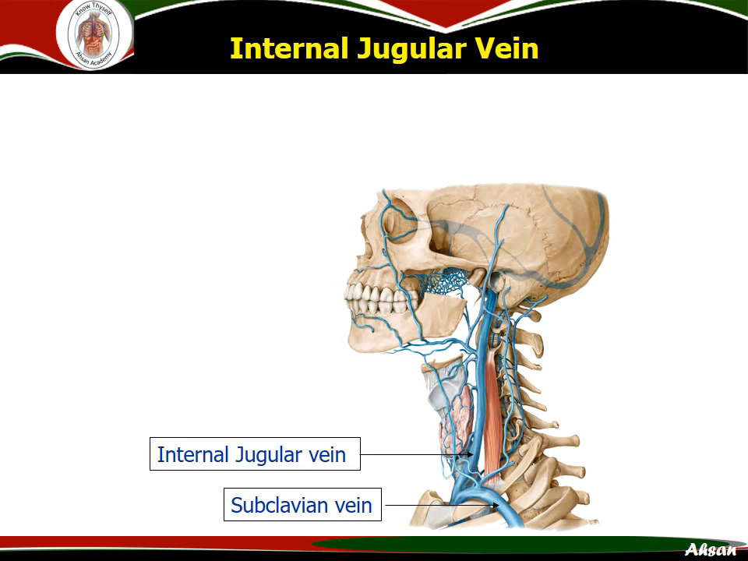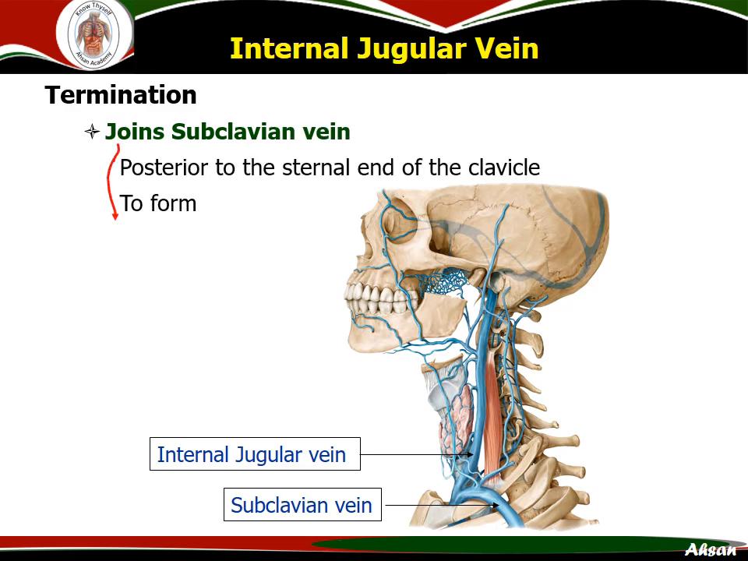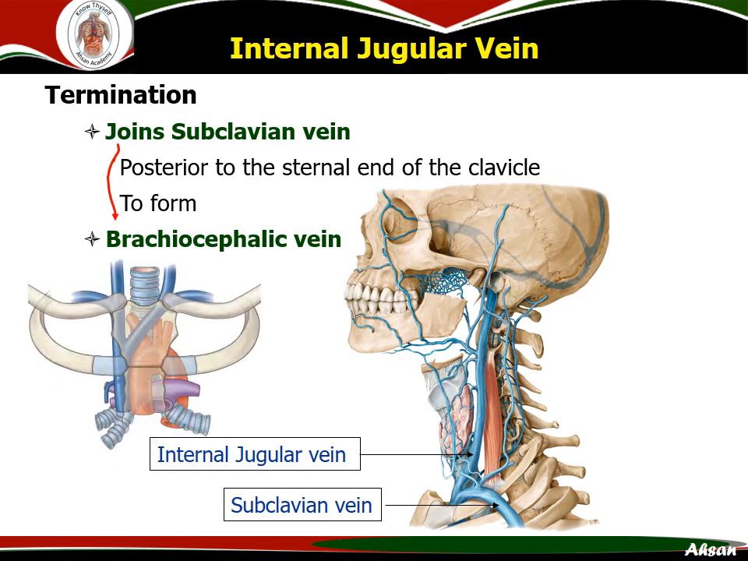You can see the internal jugular vein descending downward from the jugular foramen and finally joining the subclavian vein posterior to the sternal end of the clavicle to form the brachiocephalic vein of the corresponding side. You can see the brachiocephalic vein of the left side is longer and goes to the right side, and the brachiocephalic vein of the right side is relatively vertical and continues as the superior vena cava.